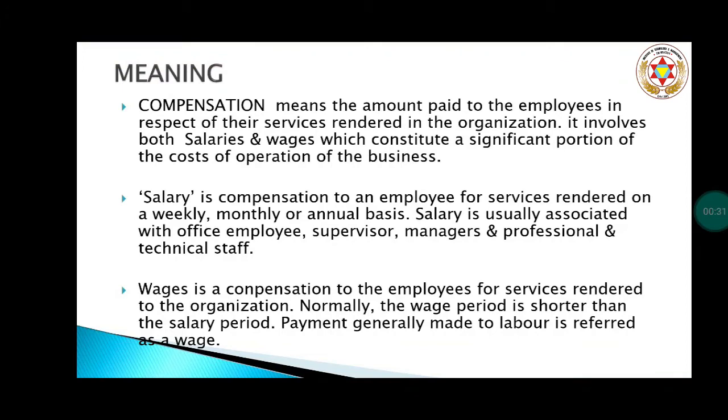Compensation means the amount paid to the employees in respect of their services rendered in the organization. It involves both wages and salary, which constitute a significant portion of the cost of operations of any business activity. Basically, compensation means the money given by the employer to its employees for giving their services to the organization. So it is also known as remuneration.